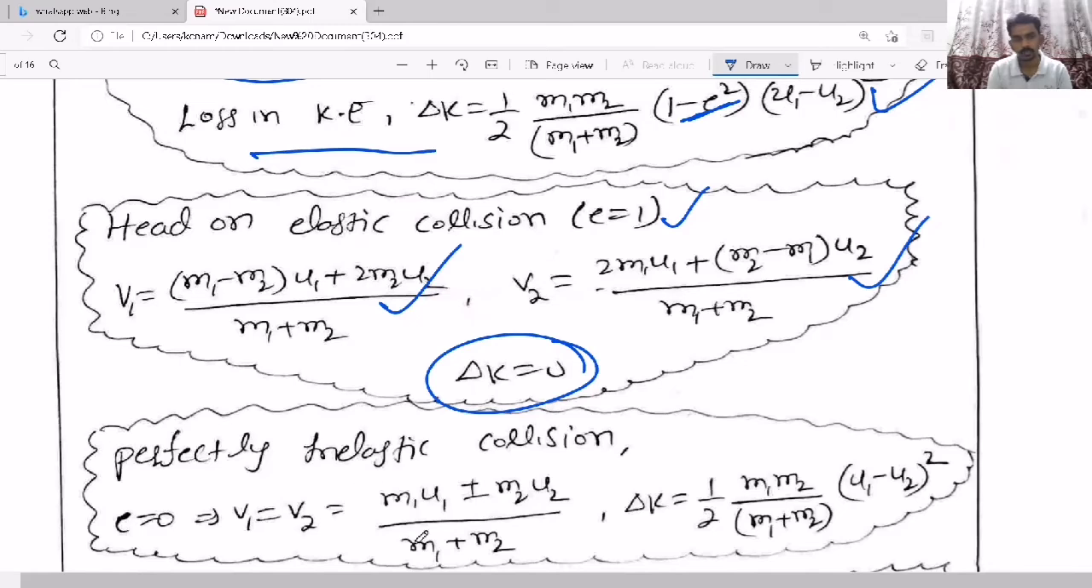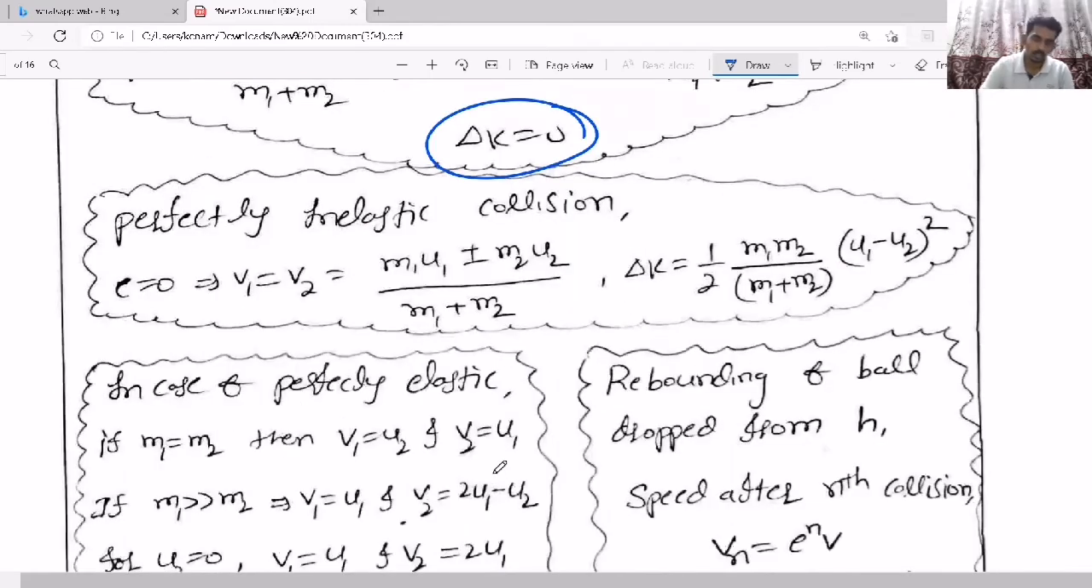So after this, let us consider perfectly inelastic collision. Perfectly inelastic collision means what? After collision, they stick to each other and the coefficient of restitution value is how much? 0. That's why, if you consider e equal to 0 and V1 equal to V2, that is (m1u1 plus or minus m2u2) divided by (m1 plus m2). Why have we taken plus or minus here? Because in case they are moving in the same direction, plus. If they are moving in opposite directions, then minus. And there is a loss of kinetic energy and that is this much. So just remember the formula.